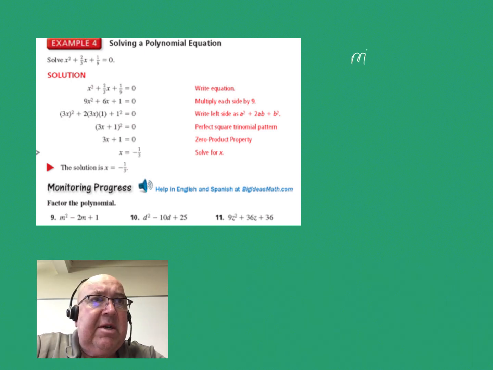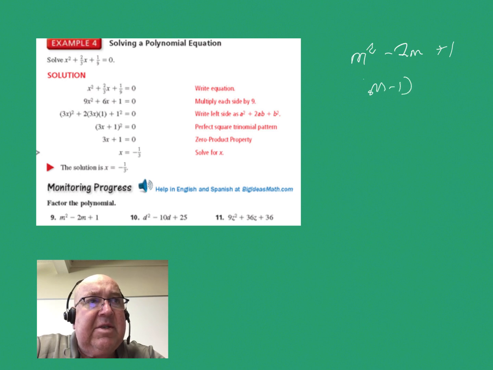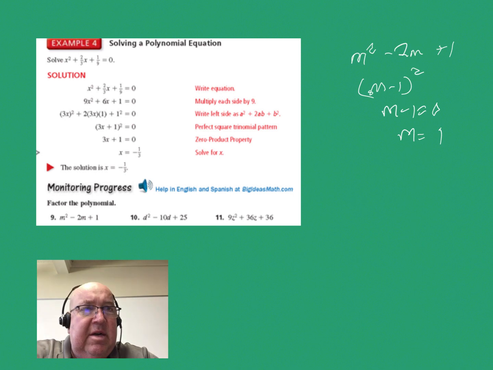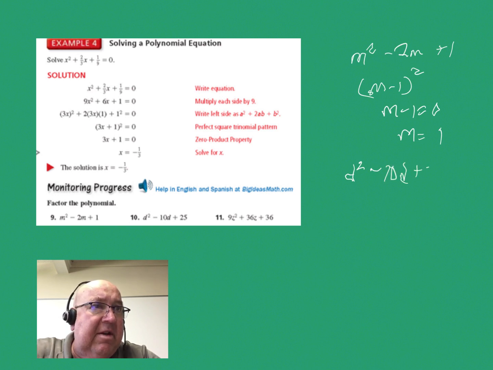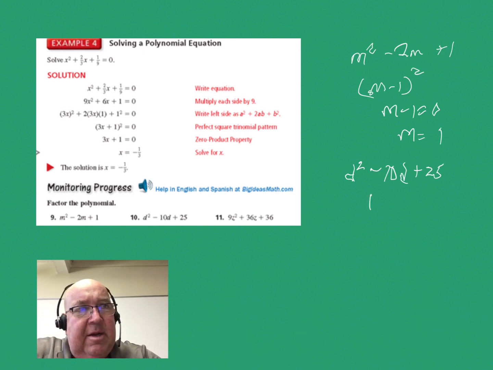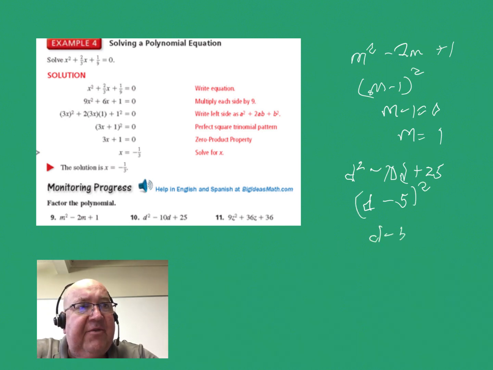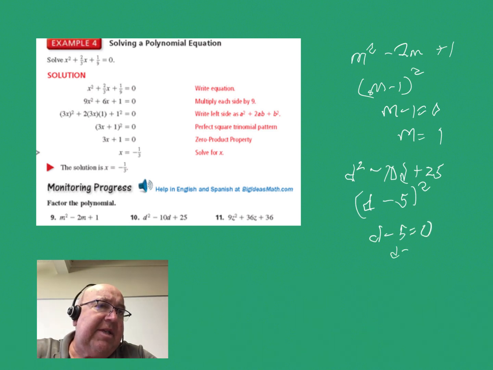So I have m squared minus 2m plus 1. I know I'm going to have m minus 1 squared, and I'm going to get m minus 1 equals 0. m is equal to 1. Next, I have d squared minus 10d plus 25. And I'm going to have d, and I'm going to have 5, and it's going to be minus and squared. And d minus 5 equals 0, and d is equal to 5.